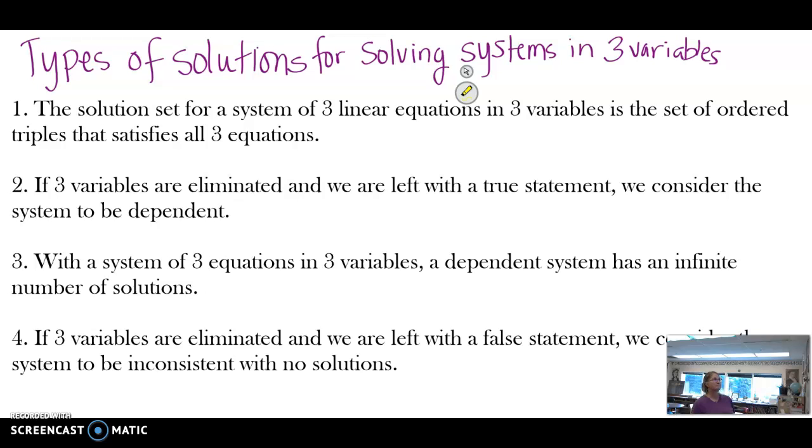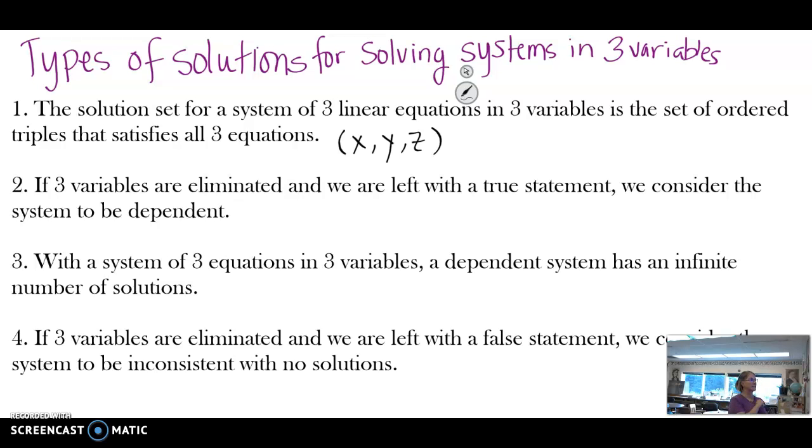The solution set for a system of three linear equations in three variables is the set of ordered triples, or triplets, that satisfy all three equations. It doesn't have to be these variables, but generally, for the problems we're going to do, it's going to be an ordered triplet x, y, z. So you have to put it in that order. If you solve for x and y and z, you have to put it in that order for your answer. And you'll get an ordered triplet when you have one point in common.